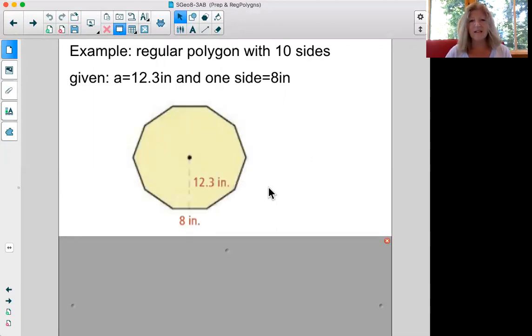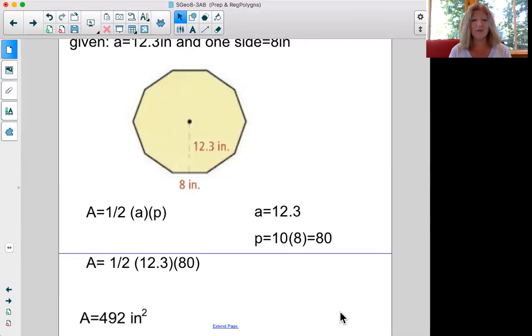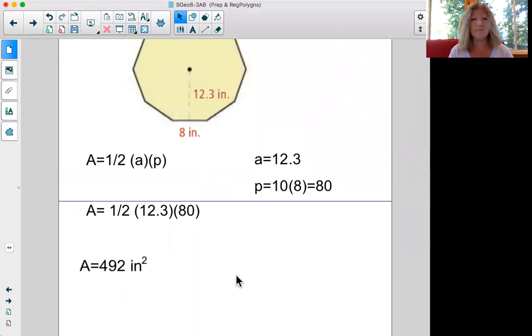The easiest case is if we're given the length of the apothem and we're given a side. That way we can easily find the perimeter. The perimeter is the side length times how many sides you've got. And then we have A and P, and we can plug it right into our formula. And we'll know our final answer will be expressed in square units.